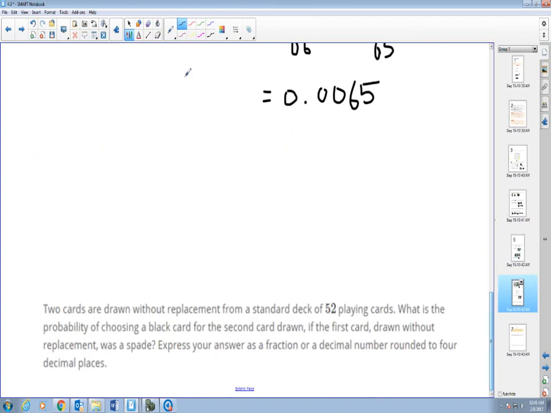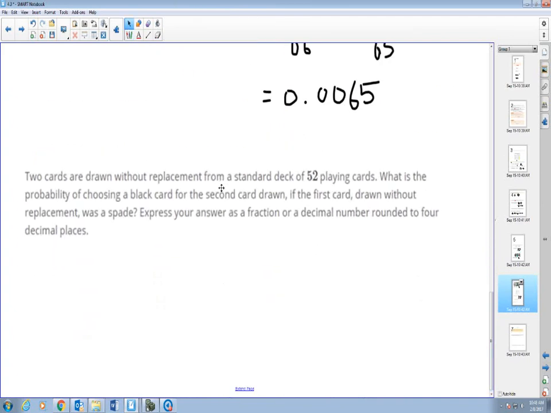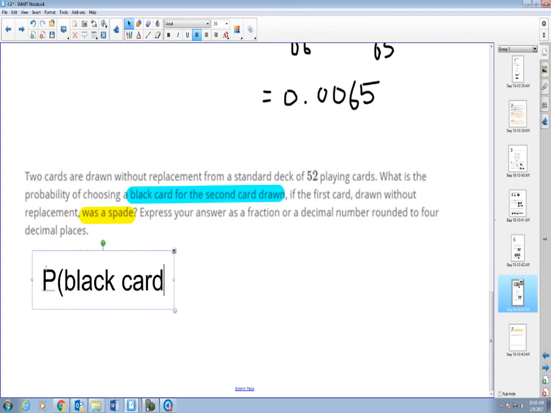Let's do one more card question. Two cards are drawn without replacement, so they are dependent. What's the probability of choosing a black card for the second card drawn, if the first card drawn without replacement was a spade? So the problem is saying, what's the probability of drawing a black card given that it was a spade already? It was a spade first.